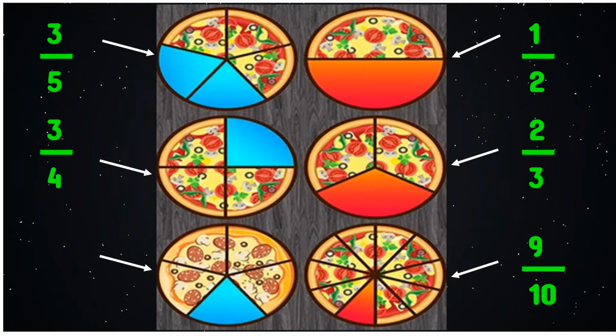The last one, the pizza is divided into 5 parts, same with the first one, but there are 4 parts left. Therefore, the answer is 4 over 5.